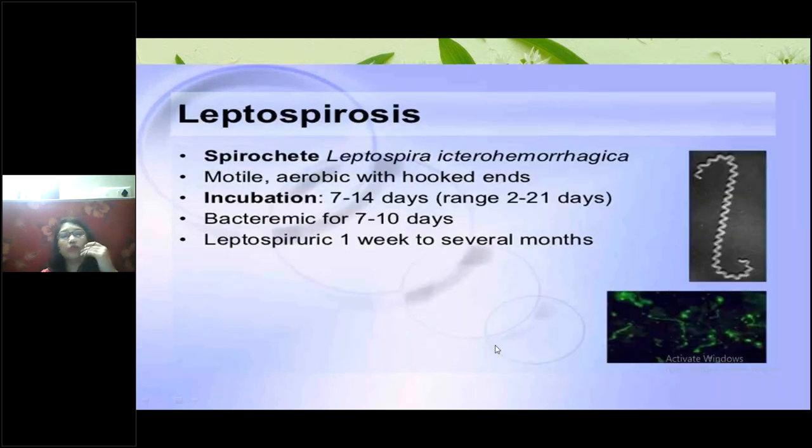So leptospirosis, you might remember in the spirochete chapter it was given. So Leptospira Icterohaemorrhagiae and other species are also there. This is the most important species, Icterohaemorrhagiae, and there is icterus, that is jaundice, and hemorrhage also. They are motile, aerobic organisms with hooked ends. You might remember, both ends are curved, and this is a spirochete. This is seen under dark field microscopy. So these are bacteria. The patient might be bacteremic for 7 to 10 days, and leptospires in the urine will be eliminated for about 1 week to several months.